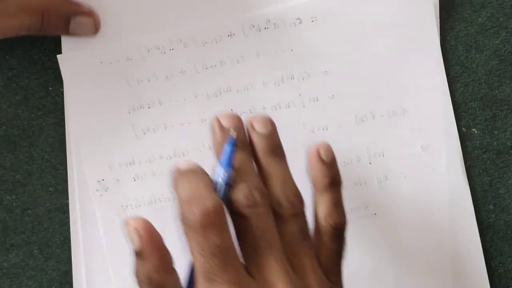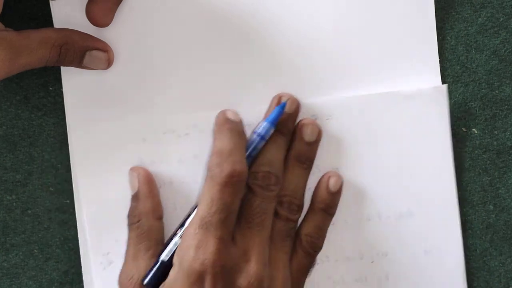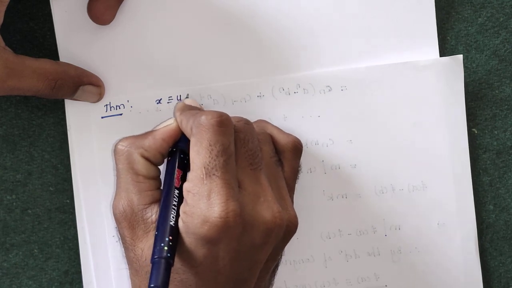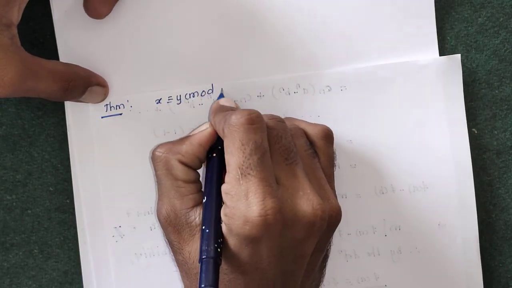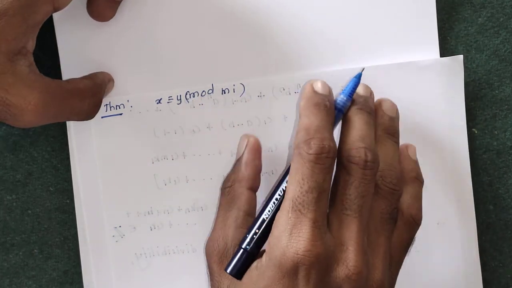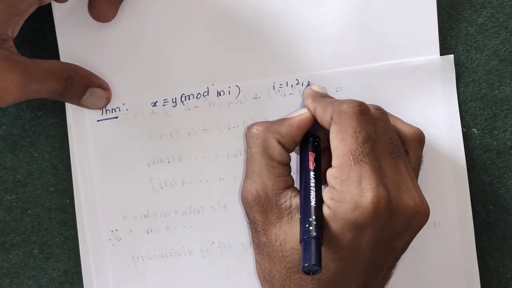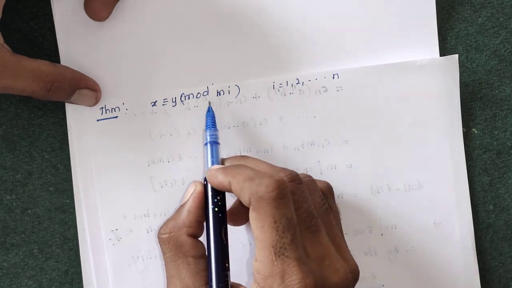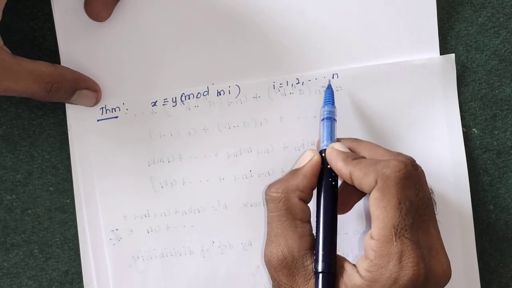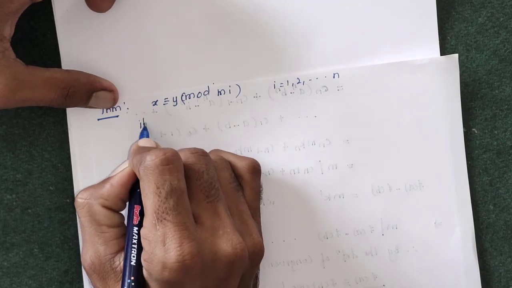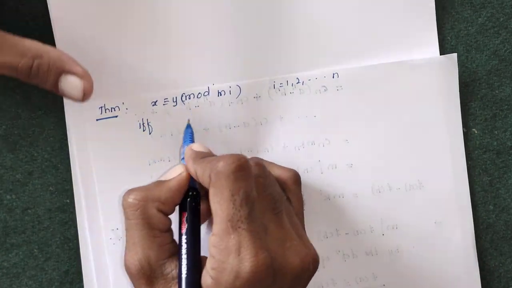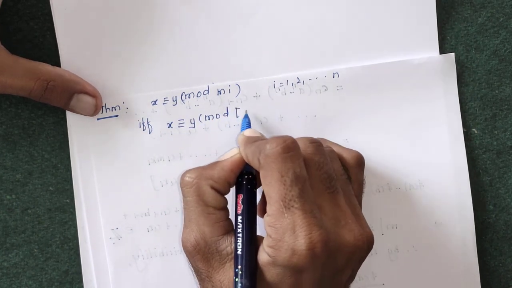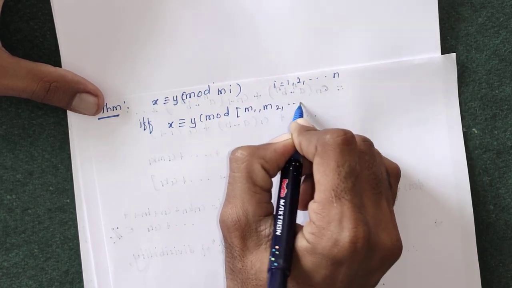The statement of the first theorem is: x is congruent to y modulo mi, where i runs from 1 up to n, that is, x is congruent to y modulo m1, x is congruent to y modulo m2, up to x is congruent to y modulo mn, if and only if x is congruent to y modulo the least common multiple of m1, m2, up to mn.